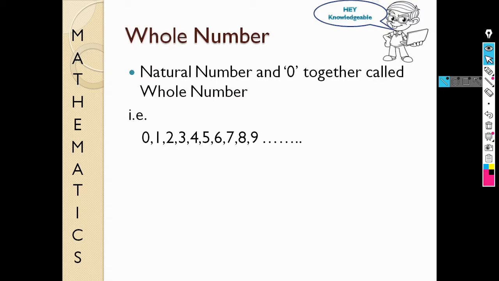Coming to whole numbers, whole numbers are basically the collection of natural numbers and 0 together. So it starts from 0 and then it goes to 1, 2, 3, 4, and so on.